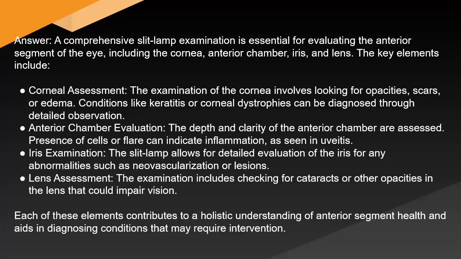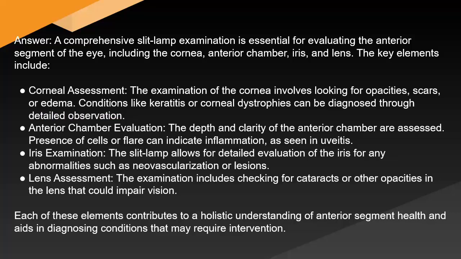The key elements include corneal assessment. The examination of the cornea involves looking for opacities, scars, or edema. Conditions like keratitis or corneal dystrophies can be diagnosed through detailed observation. Anterior chamber evaluation: the depth and clarity of the anterior chamber are assessed. Presence of cells or flare can indicate inflammation, as seen in uveitis.